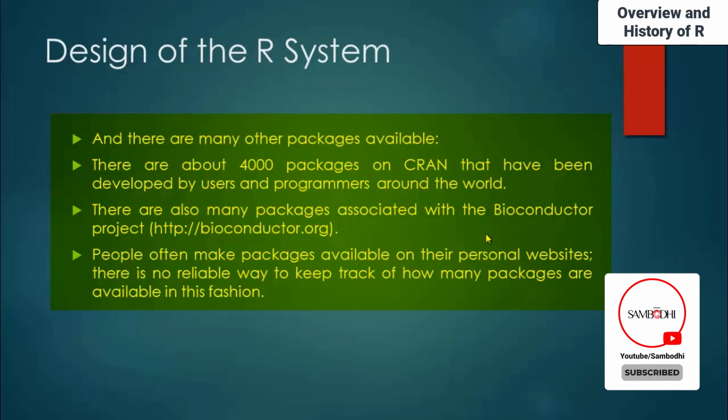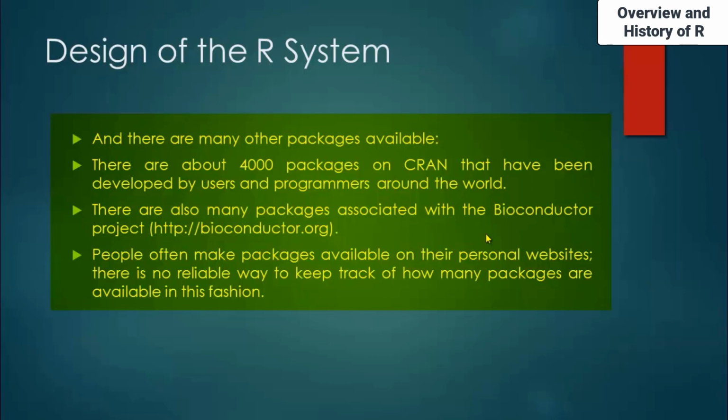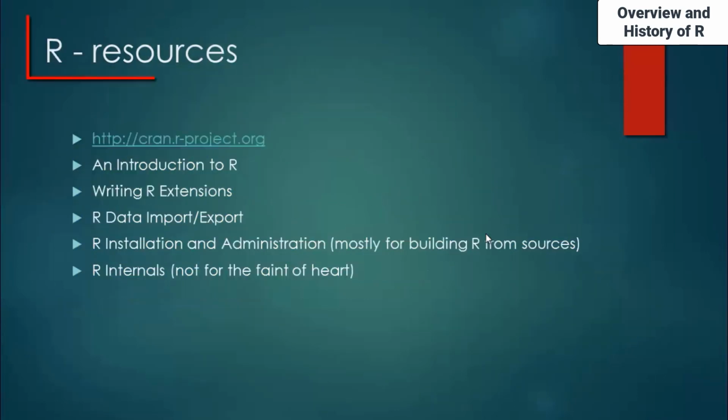And as you can notice, R programming is open software, and there are multiple packages available for it on people's personal websites also. There is no reliable way to keep track of how many packages are available in this fashion. Now the resources for R, and I will give you the list of useful books also. The URL that you are seeing on the top is where you can download the R package, depending upon your processor capability. If it is a 64-bit OS, you can download the 64-bit version. Both 64-bit and 32-bit come along, and once it is installed, you can use the 64-bit or 32-bit based on your OS.